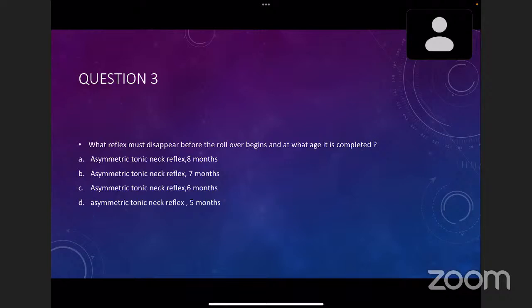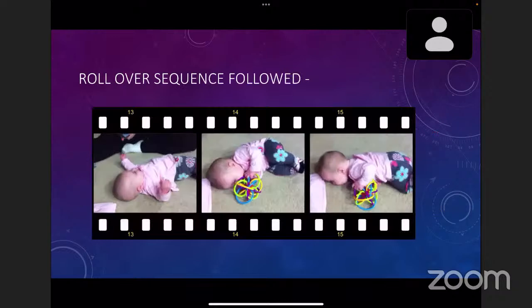The reflex that is lost is, as I said, the asymmetric tonic neck reflex, but at what age is it completed? This is the sequence followed for rollover. First, the child will be in the supine position and will try to roll from back to side and side to back. This rollover will take place at 4 to 6 months.